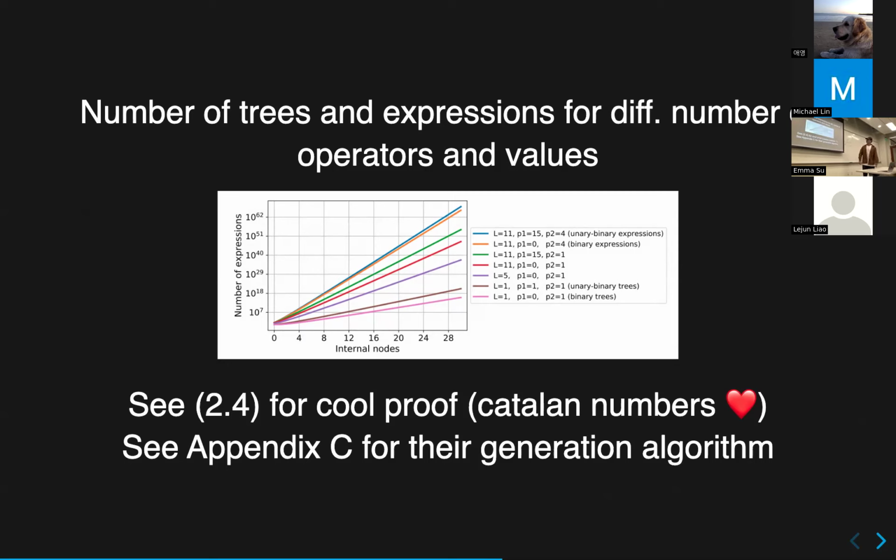So based on a series of computations and a series of proofs, they find their sample space to be up to 10 to the 60, up to 10 to the 62 possible expressions when limited to only, I think, 15 internal nodes, which means 15 of these expressions like multiplication, addition, cosine, all that. So a huge sample space.